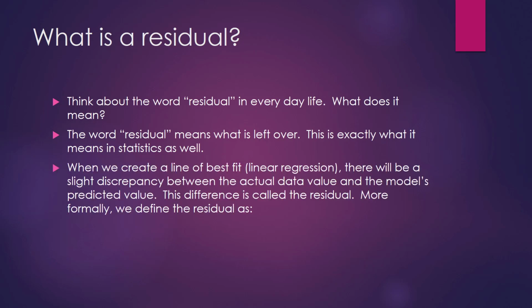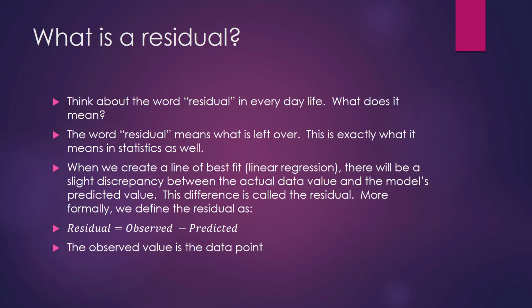When we create a line of best fit or a linear regression, there will be a slight discrepancy between the actual data value and the model predicted value. This difference is called the residual. More formally, we define the residual as observed minus predicted. The observed value is the data point, and the predicted value is the value predicted by the equation.